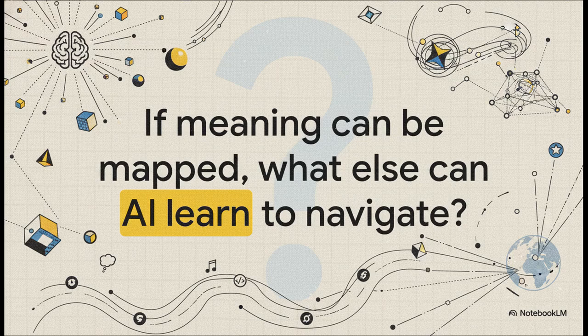And that leaves us with a really fascinating final thought. We've managed to build a mathematical map for the world of human ideas and concepts. So the big question is, if meaning itself can be charted and measured and navigated, what other complex, abstract worlds will AI learn how to map next?